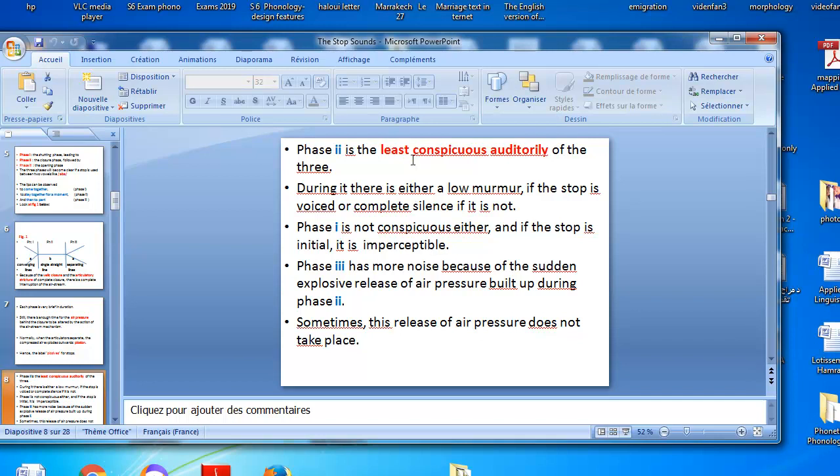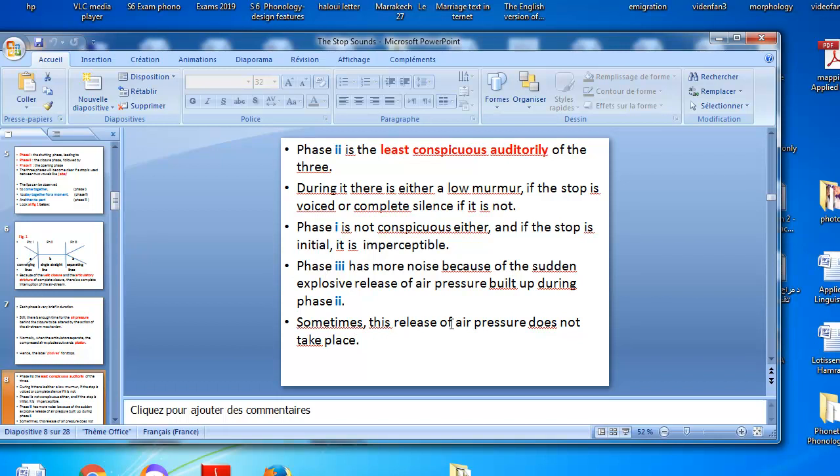Now, among these phases, it's only phase 3 which has got more noise because of the sudden explosive release of air pressure built during phase 2. Notice that we said at the end of the production of the stop, we should release the air, which takes the form of plosion. And this is what we hear most. So we can say phase 3 is the most conspicuous among the phases in the life of a stop.